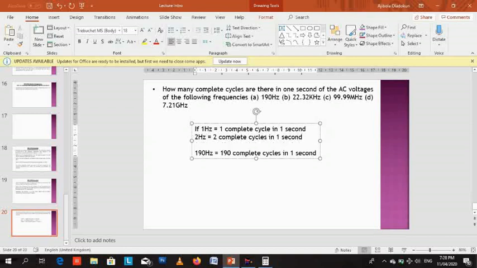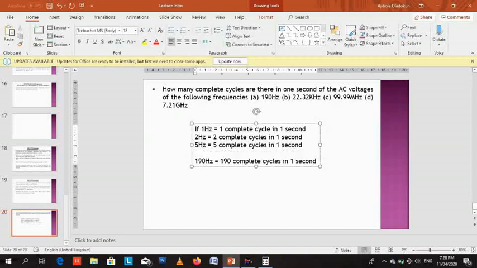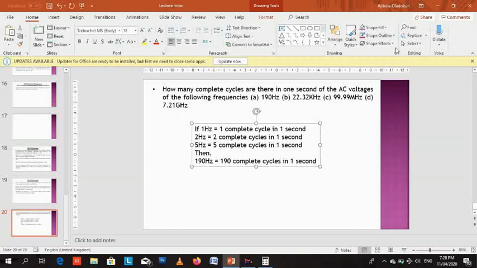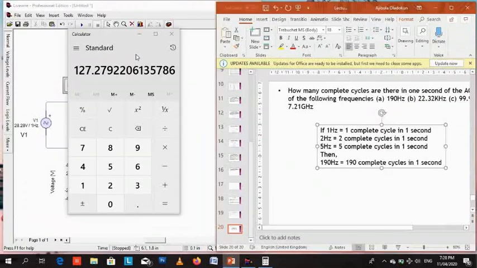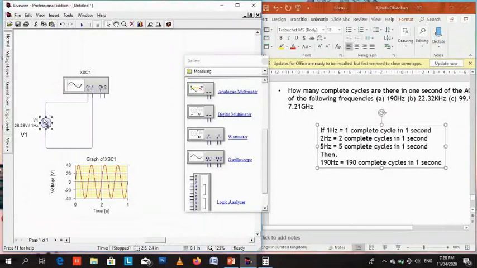Then 5 hertz is equal to 5 complete cycles in 1 second. So if 1 hertz is 1 complete cycle, 2 hertz is 2 complete cycles, 3 hertz is 3 complete cycles, then 190 hertz should be 190 complete cycles. Let's confirm that. So right click, properties.